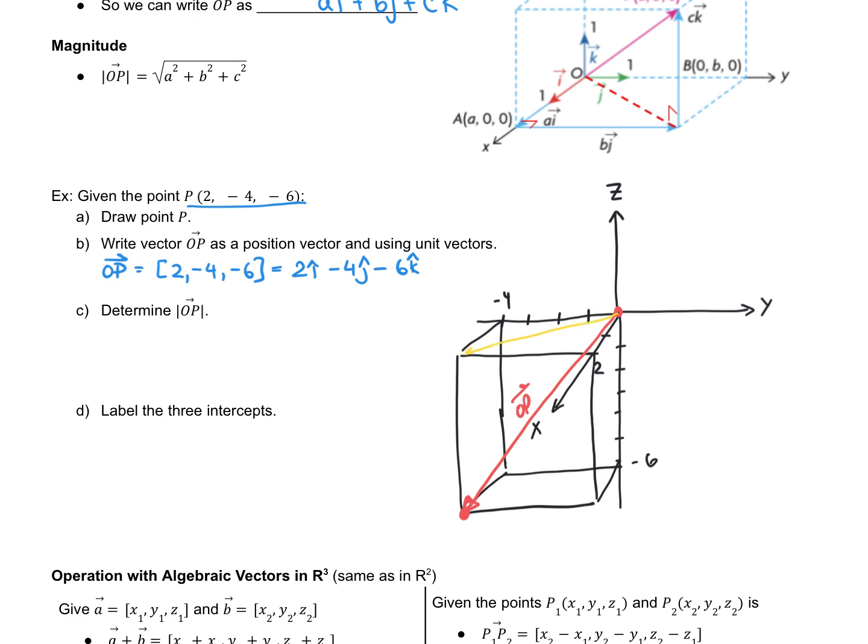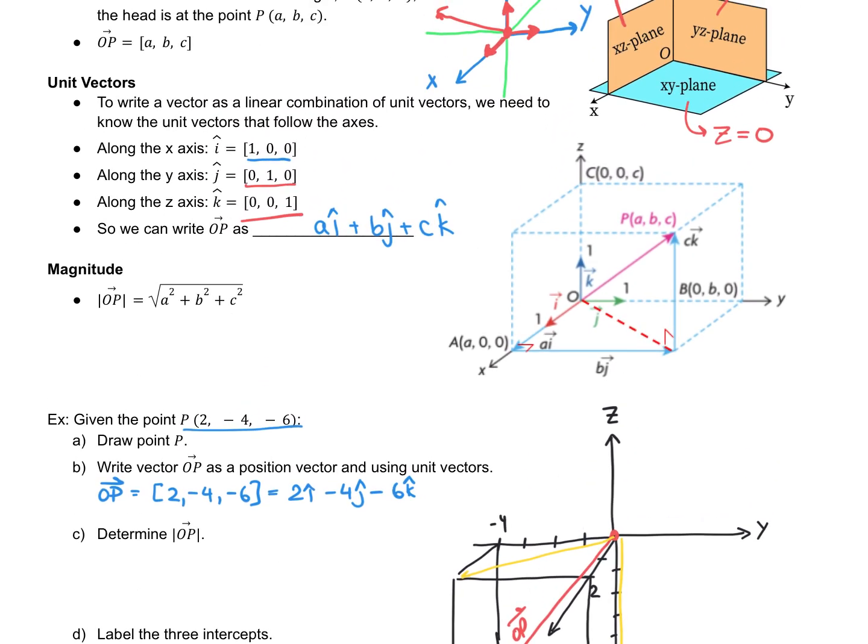And now if I take that and I add on 6 times vector k, but going in the opposite direction, our resultant is in fact vector OP. So it is just the sum of those unit vectors that are being multiplied by a certain scalar. Let's hop into that magnitude now.